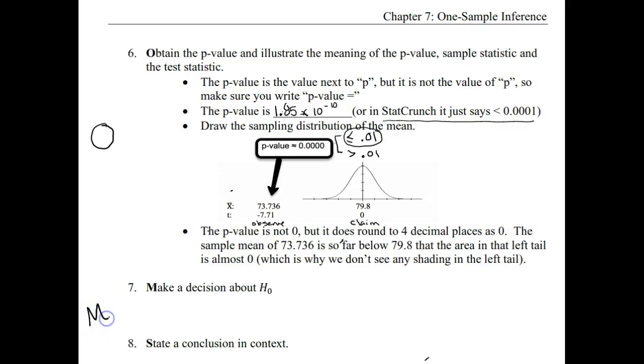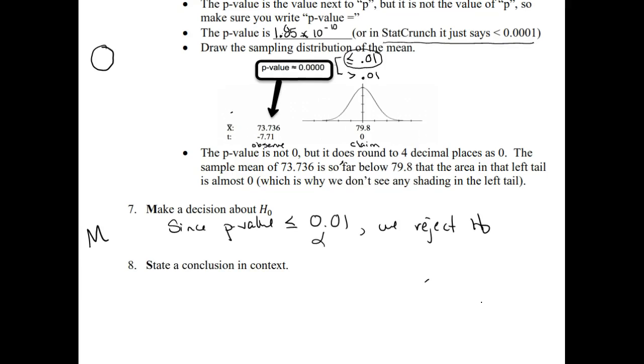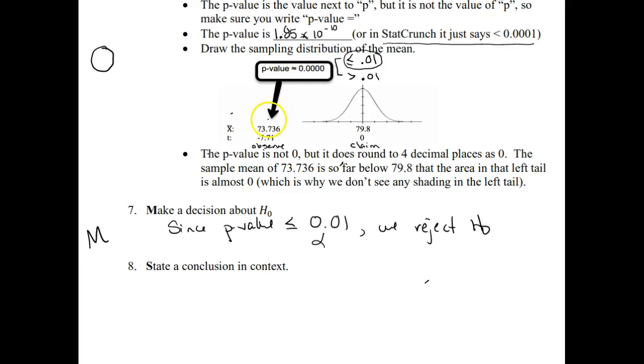So our next step is M, which is make a decision about H0. So in this case, we're going to say since the p-value is less than or equal to 0.01, because again, that was our given value of alpha, we reject H0. So again, unusually low value tells us that we don't believe this is the value of mu. We think it's lower than what they claimed.